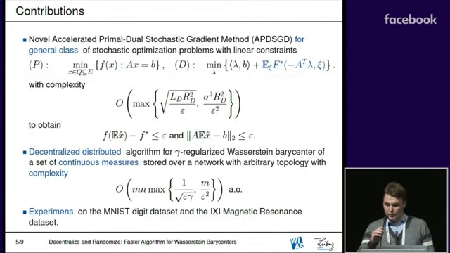To do so, first we consider a general optimization problem with linear constraints and provide an accelerated primal dual stochastic method. The main difference with the literature is that in our case, the dual problem is a stochastic optimization problem. And we need not only to solve it, but also reconstruct the solution of the primal problem. So we obtain complexity estimates, and this algorithm is of independent interest. And then we apply it to the decentralized distributed setup and provide an algorithm for distributed calculation of Wasserstein barycenters together with complexity analysis. And we also present some experimental results.